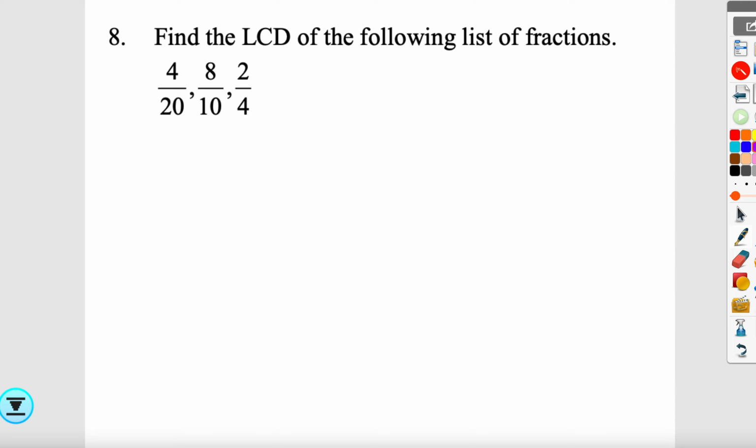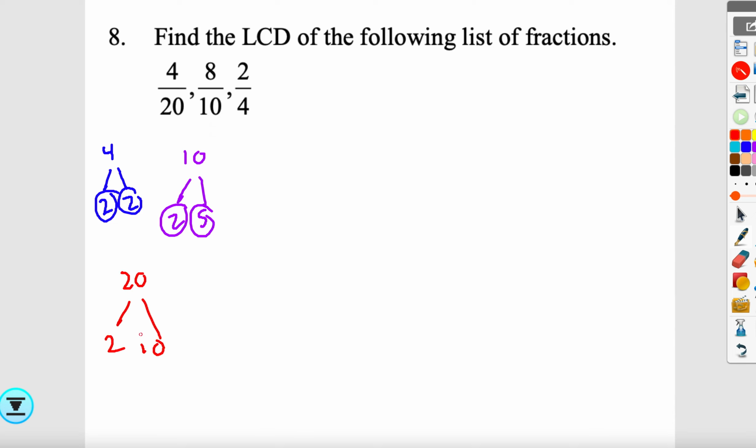So let's go ahead and start. 4 is just 2 times 2, which are prime numbers, so we're done with 4. 10 is just 2 and 5, so we're done with 10. And then 20 is 2 and 10, and 10 is 2 and 5.